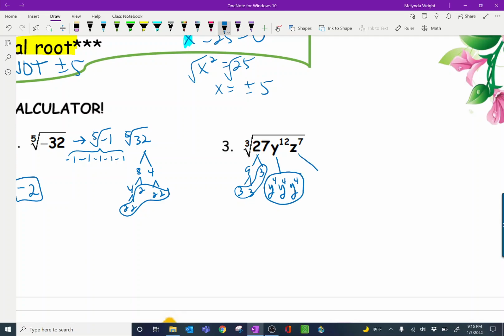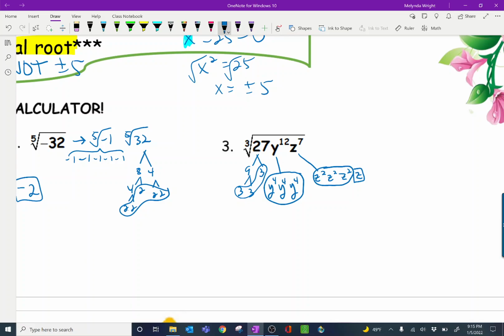Okay, so let's investigate the z. I could have z squared and z squared. That would give me z to the 6. So I have an extra. This guy is going to be left inside under the radical, and these guys get to come out. So I've circled the groups of 3, and I've put a box around the leftovers that have to stay inside.